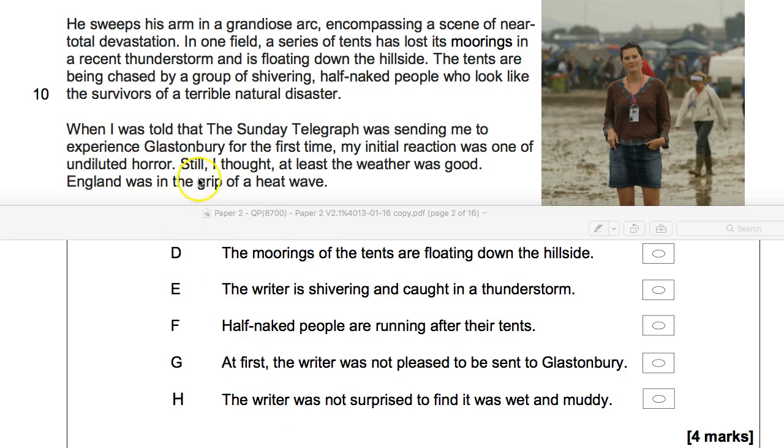Or she wasn't, I haven't checked actually. The picture suggests it's a female, sorry. The writer was not surprised to find it was wet and muddy. Well, I thought at least the weather was good. So she would have been surprised to find it muddy.